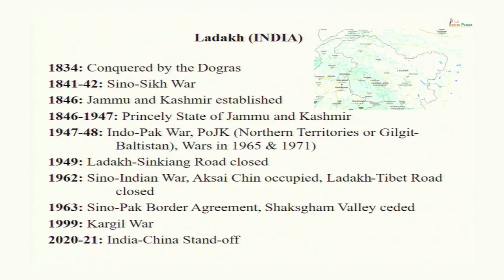Now Ladakh used to have its own king. It was an independent kingdom till 1834. And then the Dogra kings of Jammu defeated the Ladakhi king and annexed Ladakh to their own kingdom. And the Dogra kingdom was a vassal state of the Sikh Empire. So Maharaja Ranjit Singh was the emperor of the Sikh Empire, and Maharaja Gulab Singh was the Dogra king under the Sikh Empire. So basically, Ladakh also became part of the Sikh Empire.